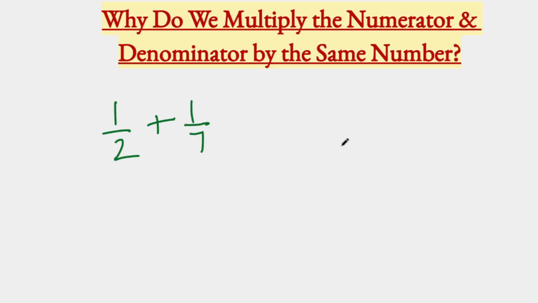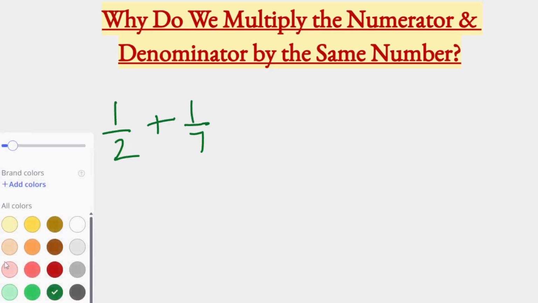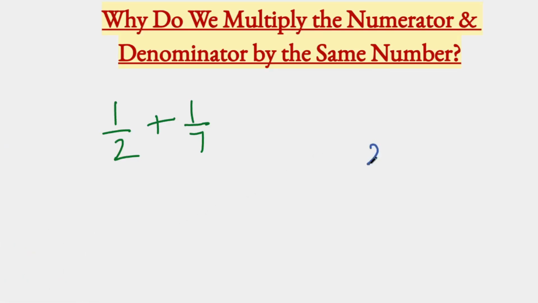Now, how do we know what denominator we should get? It depends on the denominators. Here, if you see, you have 2 and 7, and they do not share any common factor. 2 and 7, no common factors. So we will simply multiply them, and whatever we get should be our denominator. Simple.